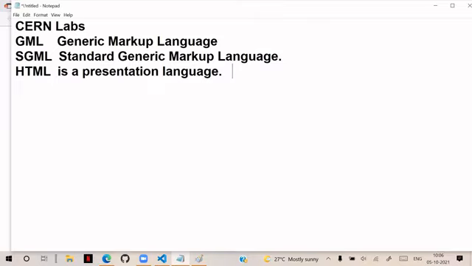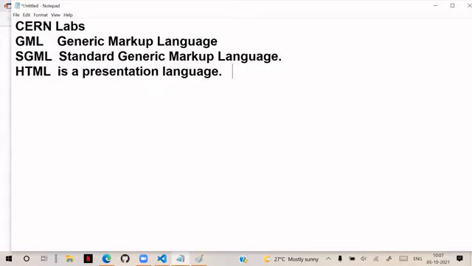The difference is, a programming language can interact with the user. That means the user provides an input, the programming language will take that input, process it, generate an output and send it back. That means a programming language can interact with the user. But a presentation language cannot interact with the user. A presentation language is responsible for only presentation. That is the reason, to make interactions with that language, we have to use another language called JavaScript.